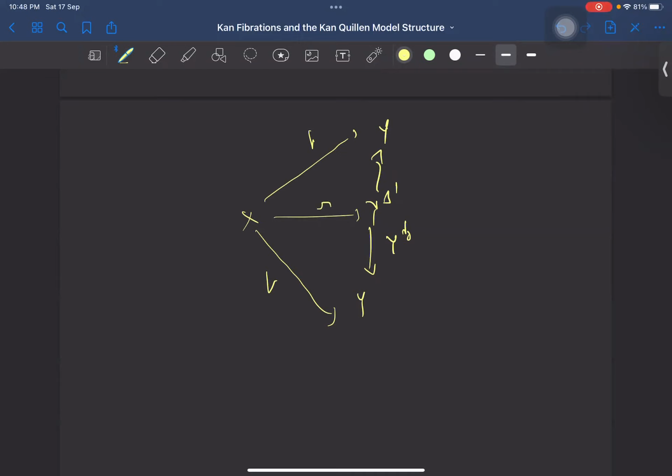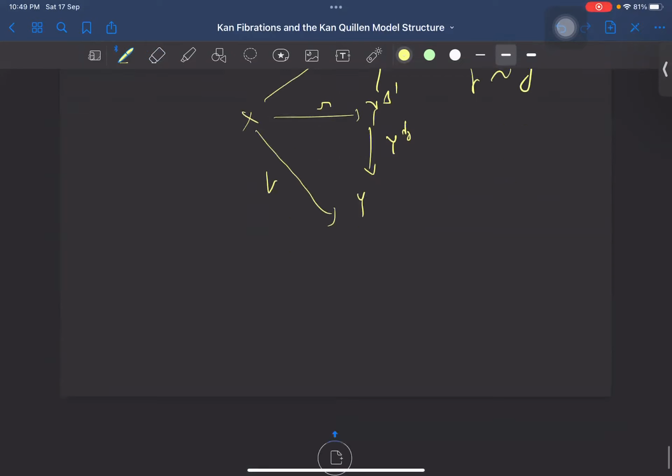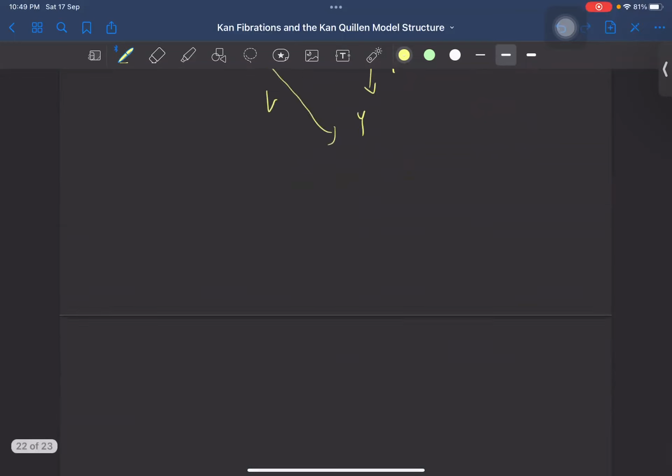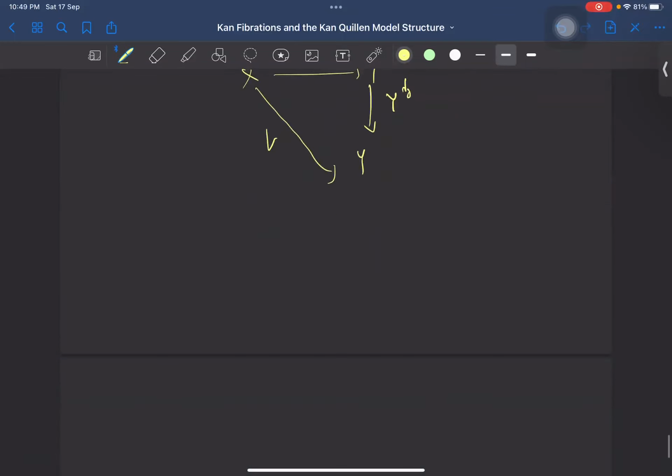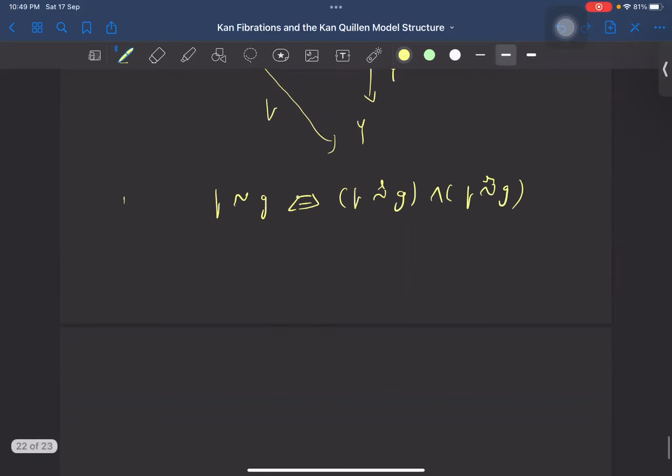If two maps are left homotopic and right homotopic, we denote that by writing an R over the symbol. Two morphisms are homotopic if and only if they are both right homotopic and left homotopic.